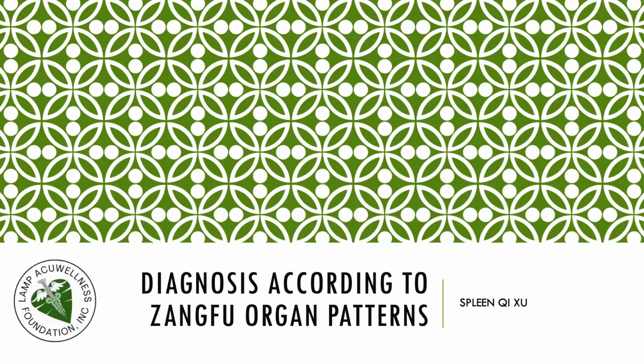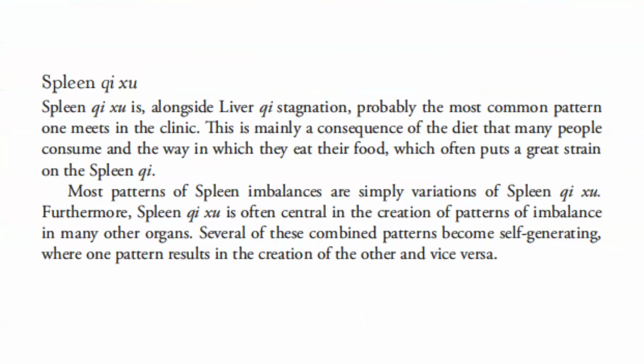Diagnosis according to Zhang Fu organ patterns. This time we discuss spleen Qi deficiency. Spleen Qi deficiency is, alongside liver Qi stagnation, probably the most common pattern one meets in the clinic.